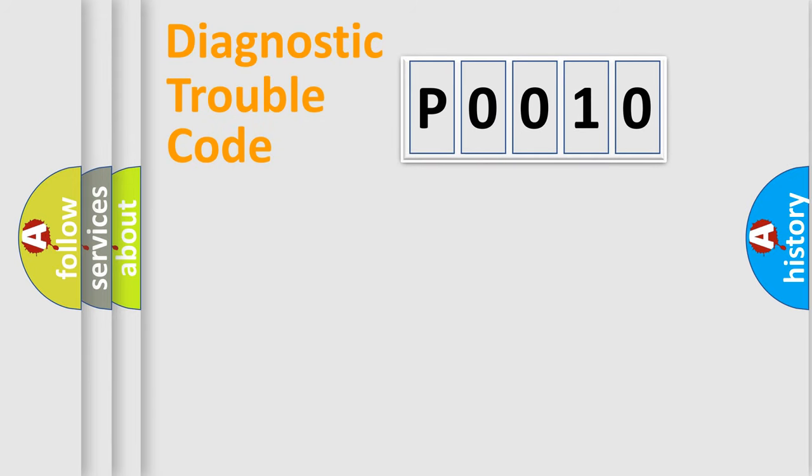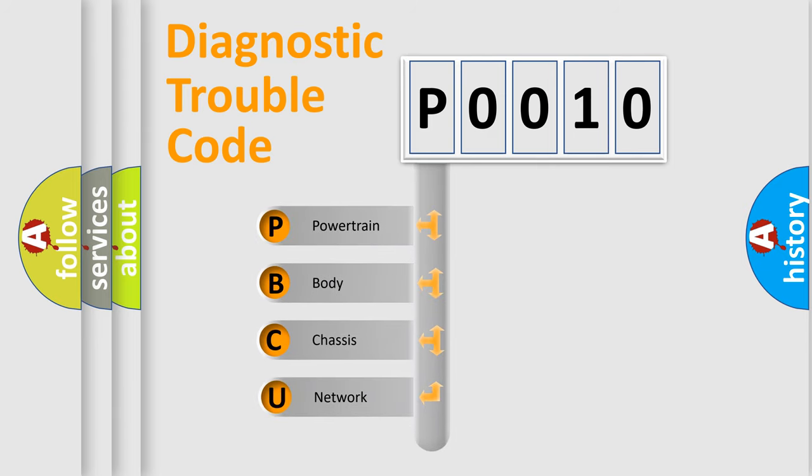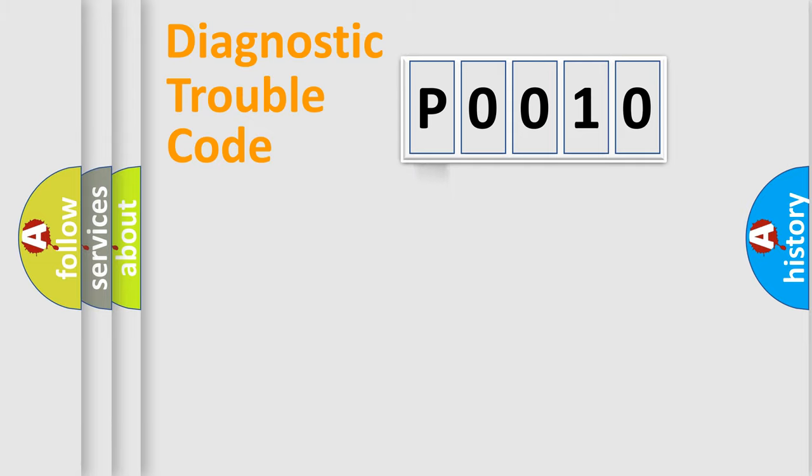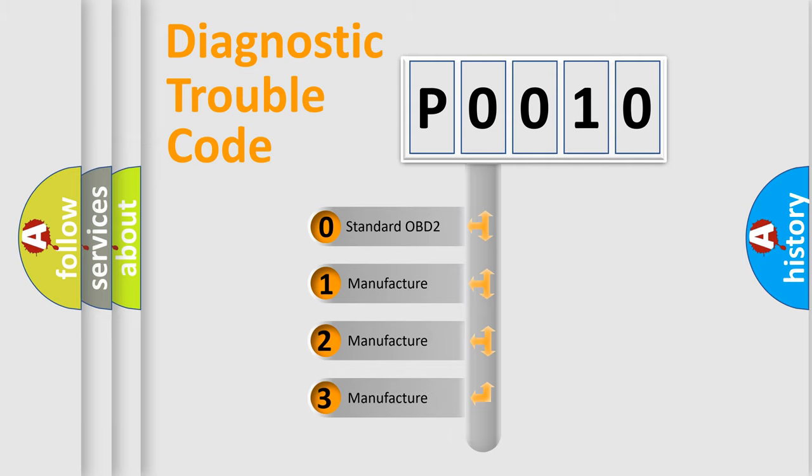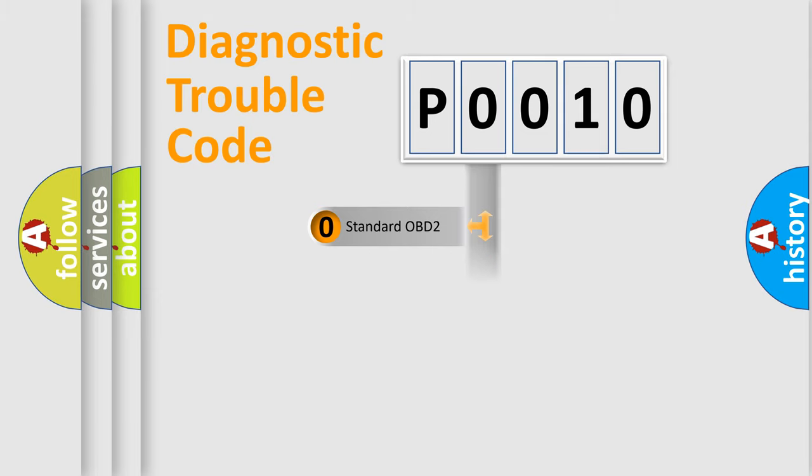Let's do this. First, let's look at the history of diagnostic fault code composition according to the OBD2 protocol, which is unified for all automakers since 2000. We divide the electric system of the automobile into four basic units: powertrain, body, chassis, network. This distribution is defined in the first character of the code. If the second character is expressed as zero, it is a standardized error. In the case of numbers 1, 2, 3, it is a more prestigious expression of a car-specific error.